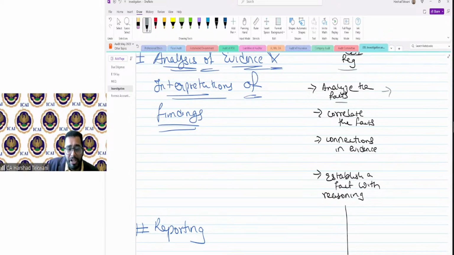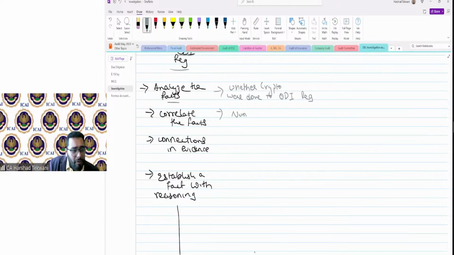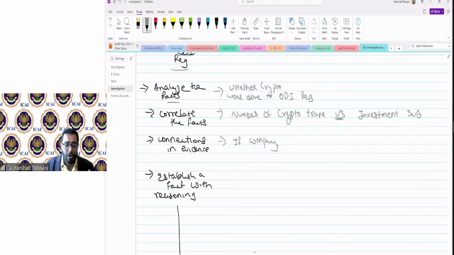Analyze the facts, whether the crypto transactions were done to avoid the ODI regulations. Correlate the facts. For example, the number of crypto transactions versus investment in subsidiaries. What is the trend that the company is following? Connection of the evidence: who bought the crypto? If the company sold the crypto, then who bought it? Or where did it go?